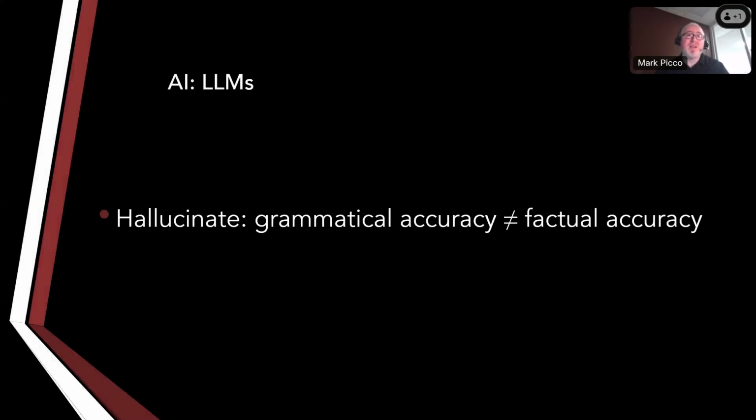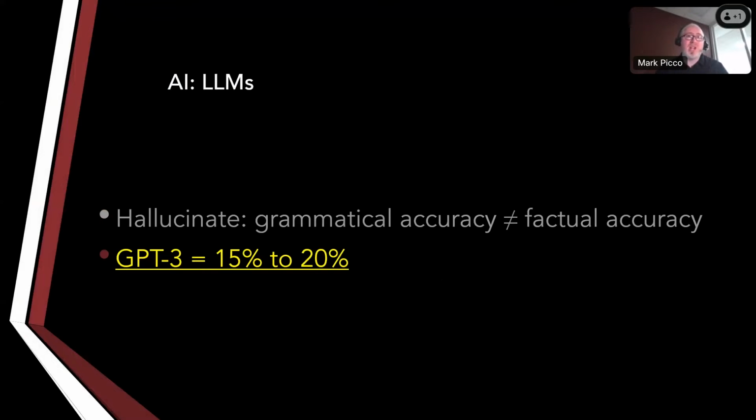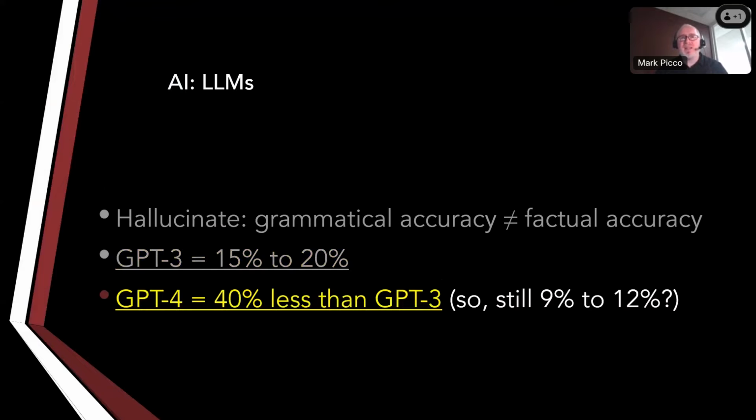That comes to our next point, which is that they hallucinate. Although they might be grammatically accurate, and I've very rarely seen any kind of grammatical error in any of the LLM outputs, they're not always factually accurate. For ChatGPT 3, that translates to roughly 15 to 20% of the time, the information that it's saying is fabricated, it's made up, it's not real. ChatGPT 4 has 40% less than ChatGPT 3, but that would still mean that it's 9 to 12%.